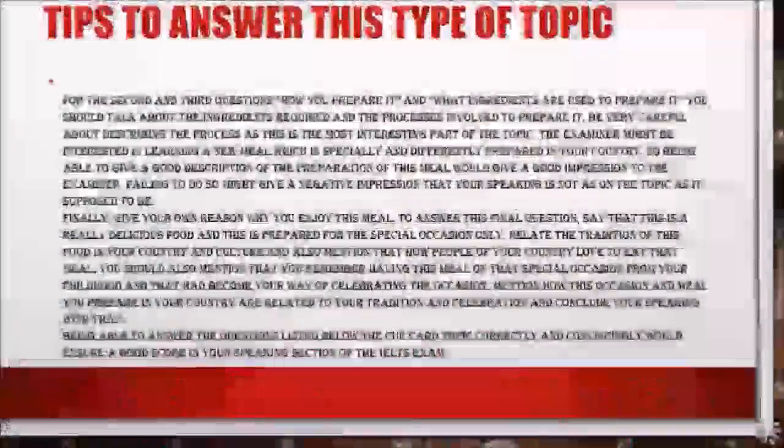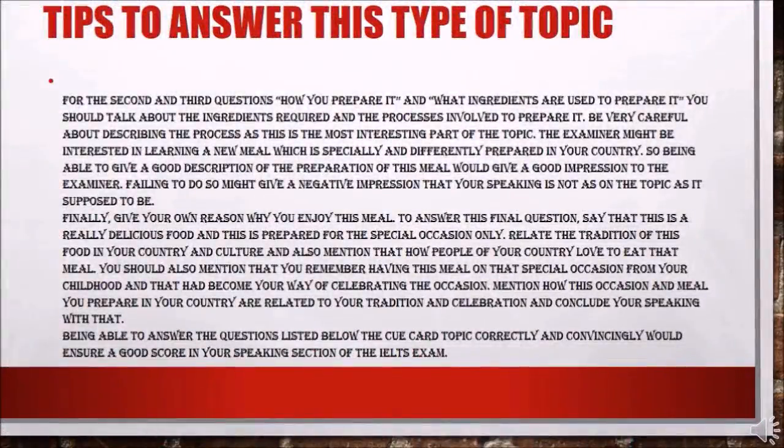For the second and third questions, how you prepare it and what ingredients are used to prepare it, you should talk about the ingredients required and the processes involved to prepare it. Be very careful about describing the process, as this is the most interesting part of the topic. The examiner might be interested in learning a new meal which is specially and differently prepared in your country. So being able to give a good description of the preparation of this meal would give a good impression to the examiner. Failing to do so might give a negative impression that your speaking is not as on the topic as it's supposed to be.